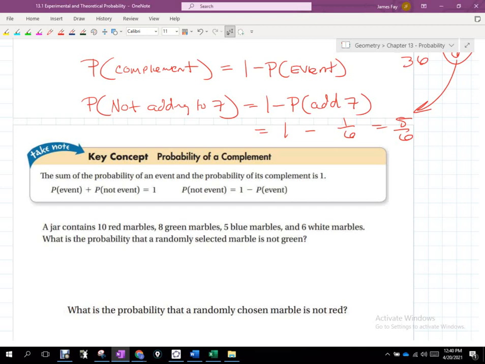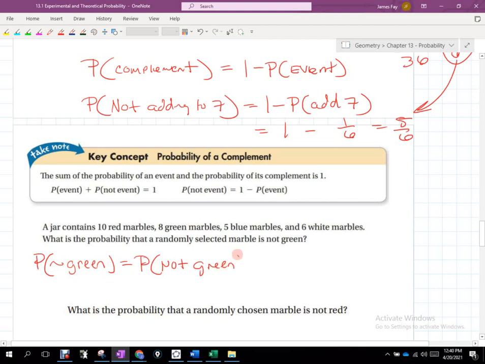So here we'll just do an example real quick with this. It says a jar contains 10 red marbles, 8 green marbles, 5 blue marbles, 6 white marbles. What's the probability a randomly selected marble is not green? Okay, so you could do this. So not green, we can do it 2 different ways. The way that we use the word not, a lot of times they'll do this. I'll put a little tilde here and then say green. Okay. I'm going to rewrite that as probability not green just so we see the different notations that can be used.